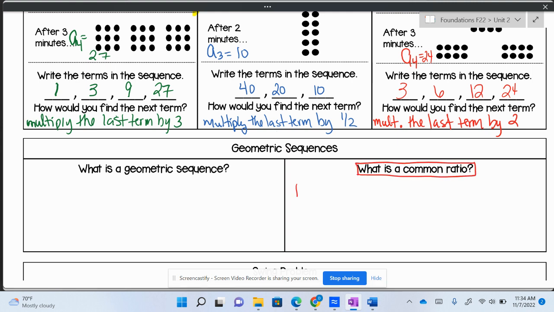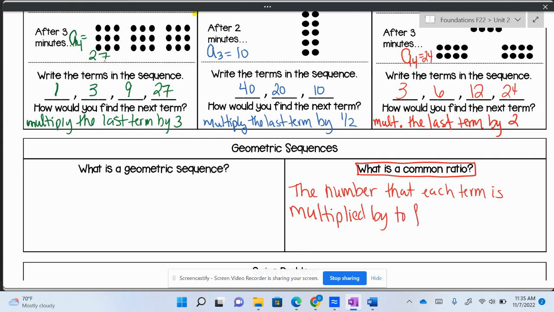So the common ratio is the number that each term is multiplied by to find the next term, right? Does that make sense? You take the first term and you multiply it by 2 to find the next one. And then you take that term and multiply it by 2 to find the next one. Okay?